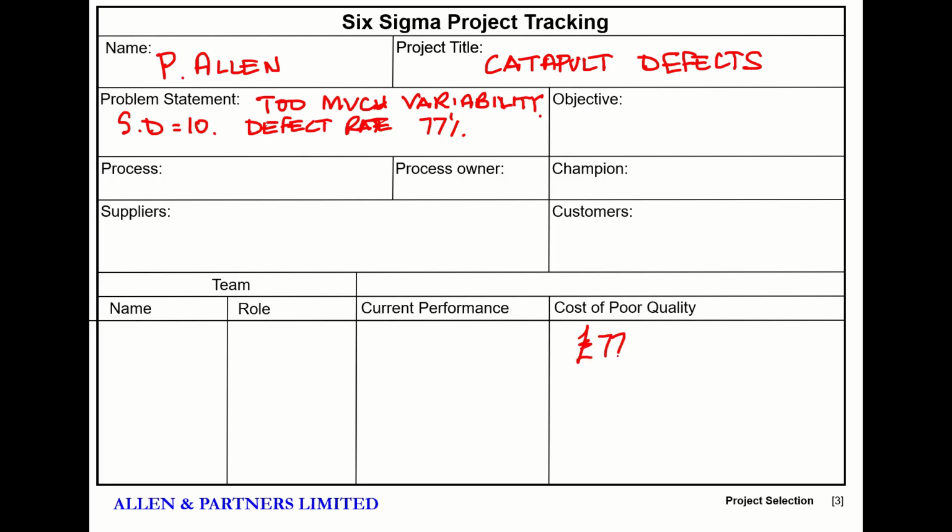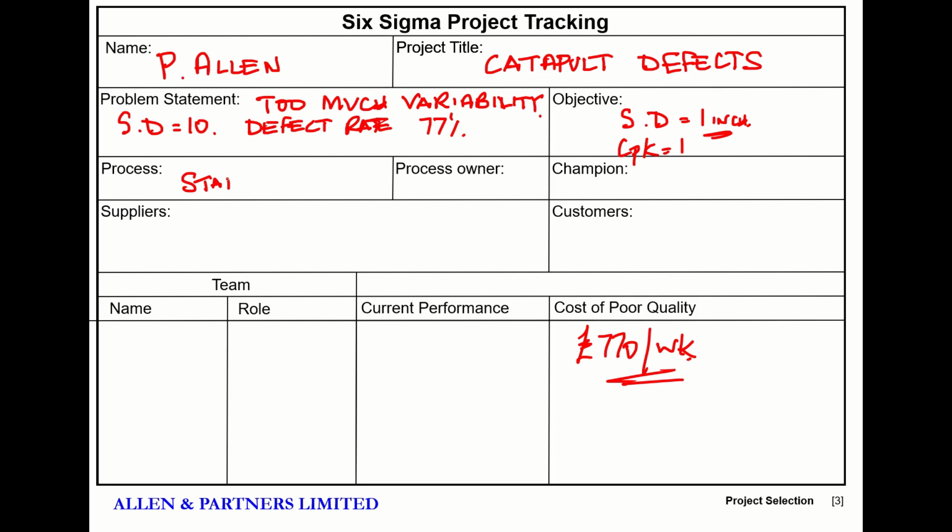So cost of poor quality, £770 per week. I'll put that in there. What's my objective? My objective is standard deviation equal to 1 inch. That would give me a CPK equal to 1. That would be the minimum that we would want. I'd like to be better than that if I can, but that's the objective I'm going to set.